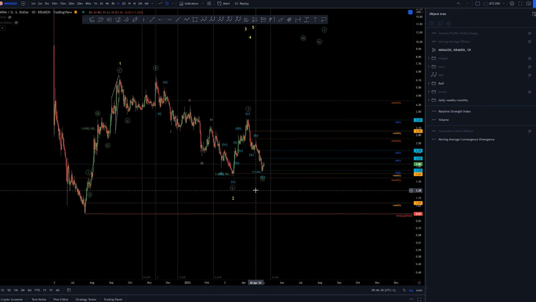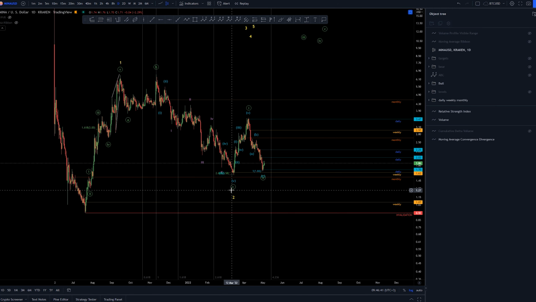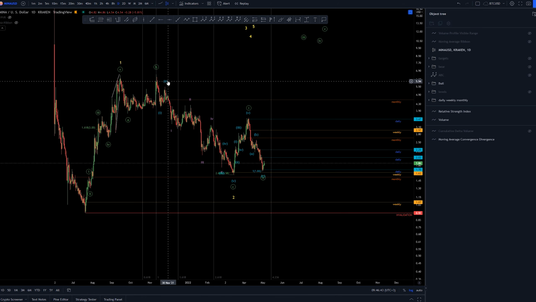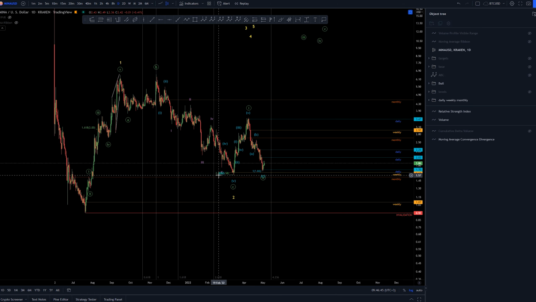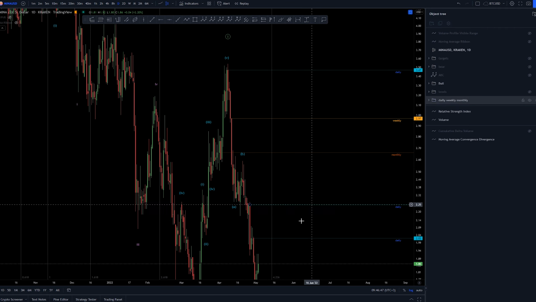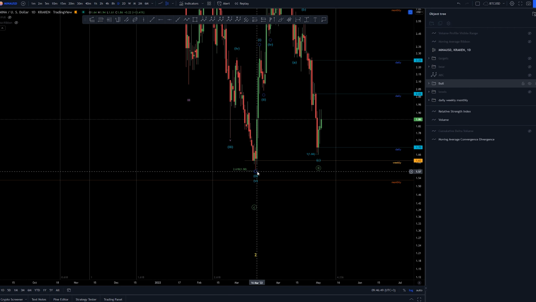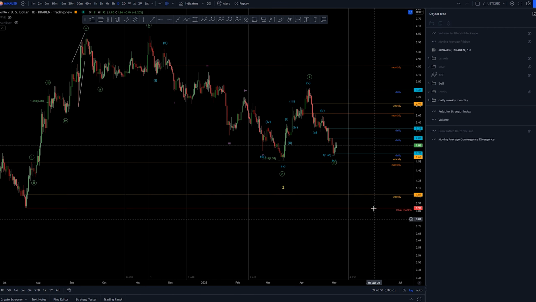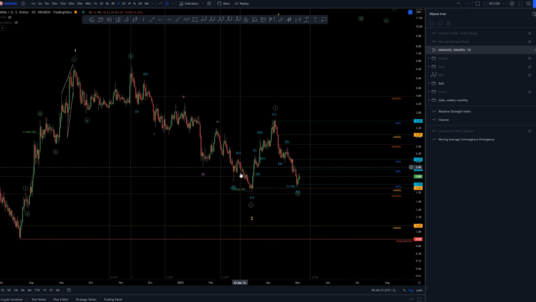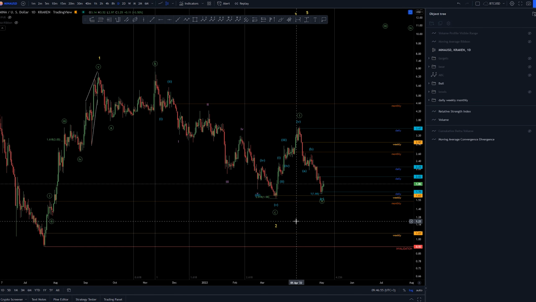Now, is the wave 2 done here? It is possible. We have seen a three-way move with an ABC with a really extended C already, coming right down to the 2.618 exactly, and after that point we could be looking at this as a five-way structure.